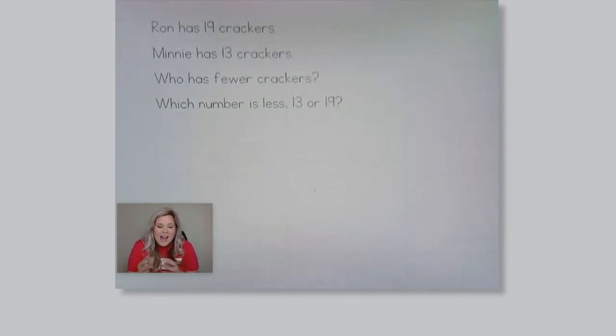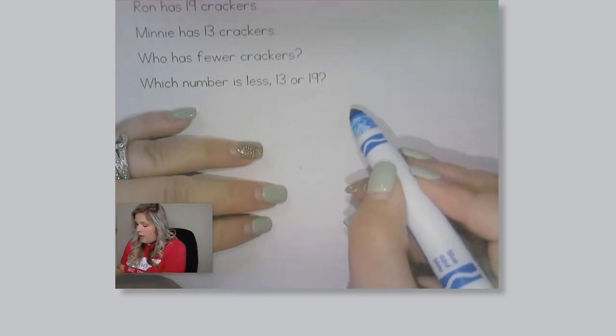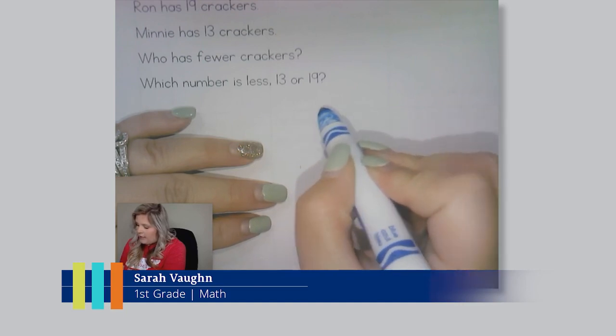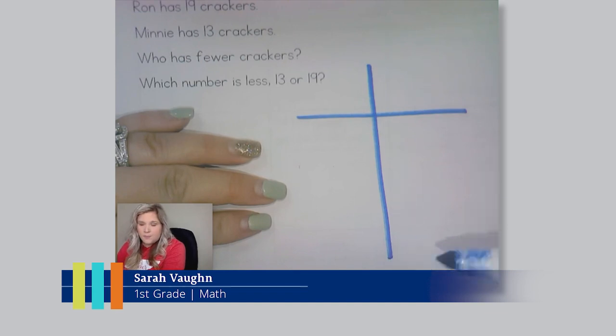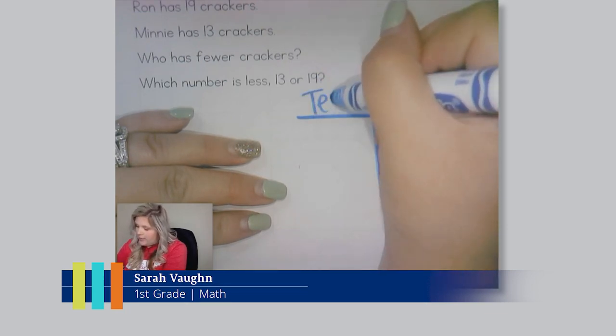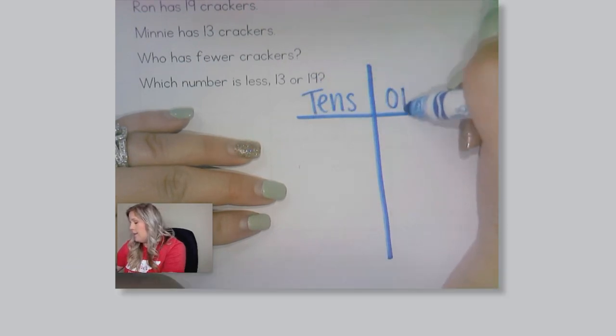I think I'm going to use my base 10 blocks to compare the two numbers. I'm also going to need that place value chart that we learned how to draw yesterday to help me compare those two numbers. First, I'm going to draw that place value chart, which we know we can draw by drawing a horizontal line straight across, a vertical line down the middle, and labeling the left side with 10s and the right side with 1s.